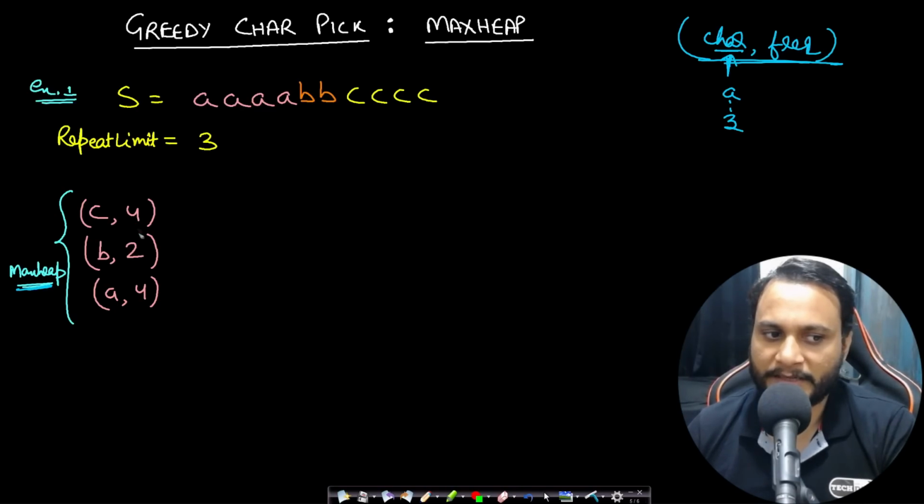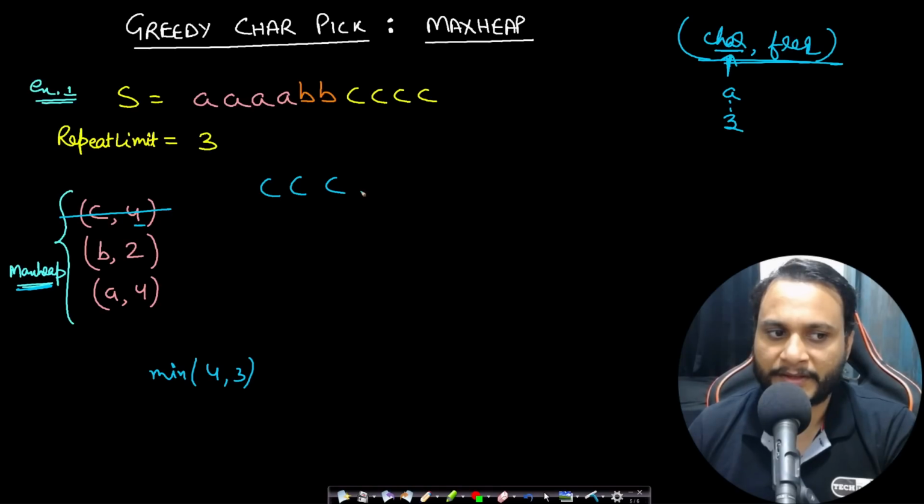Okay, I have already built the maxheap, let's say. So once I have done that, then I have the repeat limit value as 3. So I'll try to build my answer string. So how to build that? I'll be taking out the maximum item here. So the maximum item is C, 4. C, 4 is taken out and it will be written 3 number of times. Why? Because we will always be writing it minimum of 4, 3 times. 4 is the frequency of C and 3 is the repeat limit. I cannot exceed repeat limit, right? So I will change the frequency of C. So frequency of C will become now C, 1, 4 minus 3, right? Because 3 times you have inserted.